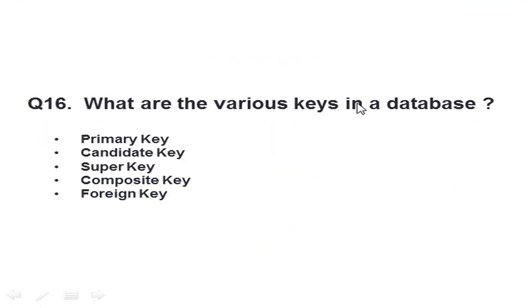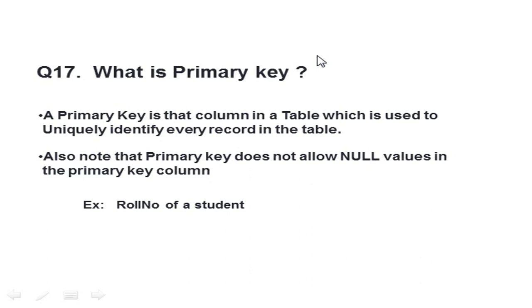The next question: what are the various keys in a database? These are all the various types of keys that you can have in a database: primary key, candidate key, super key, composite key, and foreign key. Now, what is a primary key?